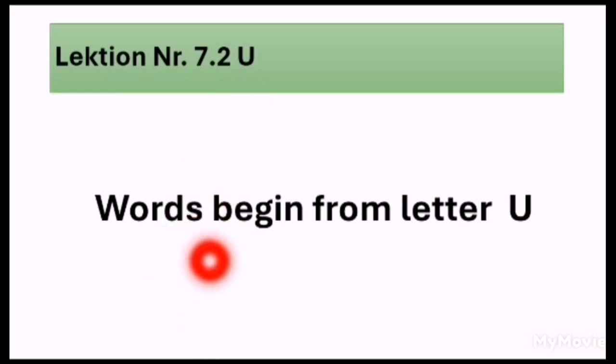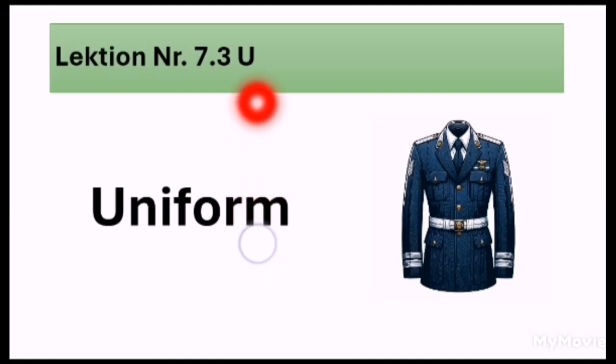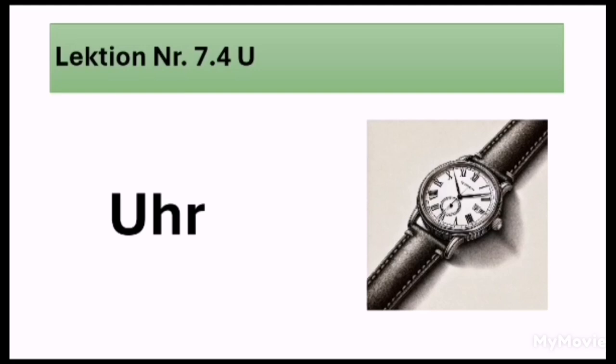So now words begin from letter U, okay? But this is not U in German. In English it is U, but in German it is U. Uniform. Uniform in English, but in German it is Uniform.